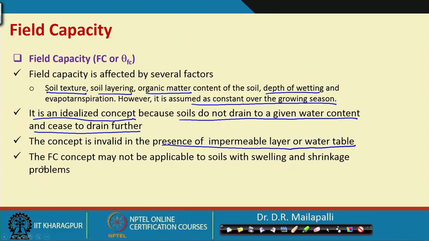And the field capacity concept may not be applicable to soils with swelling and shrinkage. Suppose you have clay soils. Reaching field capacity takes a longer time, because the soil swells with the water, and it is not going to drain water down anymore.